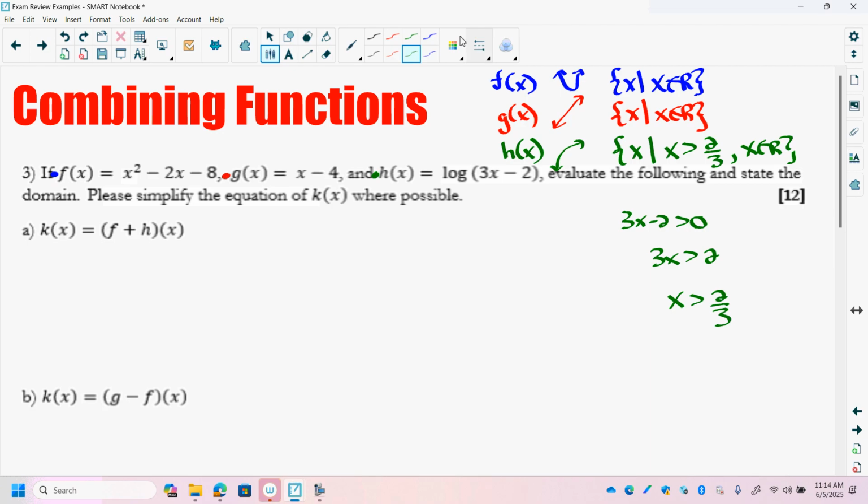All right. For part A, I am combining f and h. So the new equation, k of x, is going to equal f of x, x squared minus 2x minus 8. That's the parabola. That is the second degree polynomial. And I'm combining it with the logarithmic function, log of 3x minus 2. How am I combining them? Addition. Now, is there anything I can do with that? Like, are there any like terms?